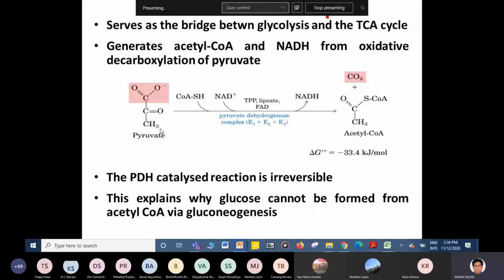You should not forget that in this reaction NADH is also produced. That's why when you calculate the total amount of ATP formed from the oxidation of, for example, one molecule of glucose, you should not forget this step, because certain ATPs are formed in glycolysis and certain ATPs are formed in the TCA cycle. And when you add that, it will not be the total, because some ATPs are formed in this step also.